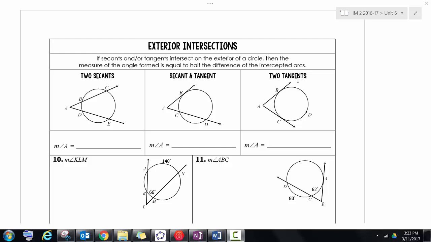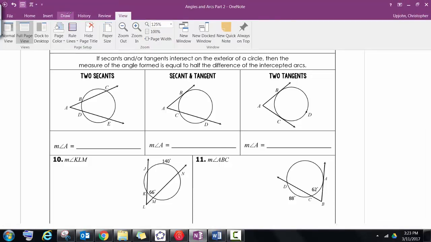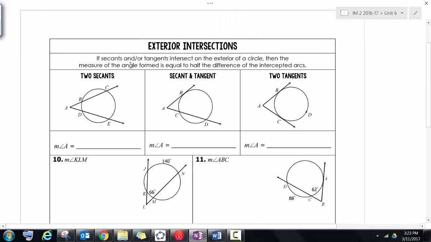Alright, so we're going to look at more angles that are about a circle. These angles are outside the circle, and they all have the same formula, which is kind of nice. It says up here, secants and/or tangents intersect on the exterior of a circle, so the angle's outside the circle, then the measure of the angle formed is equal to half the difference, so it's a subtraction of the intercepted arcs. So for instance, angle A here is 1/2 of arc CE minus BD. Make sure you do the big one minus the small one because we don't want negative angles.